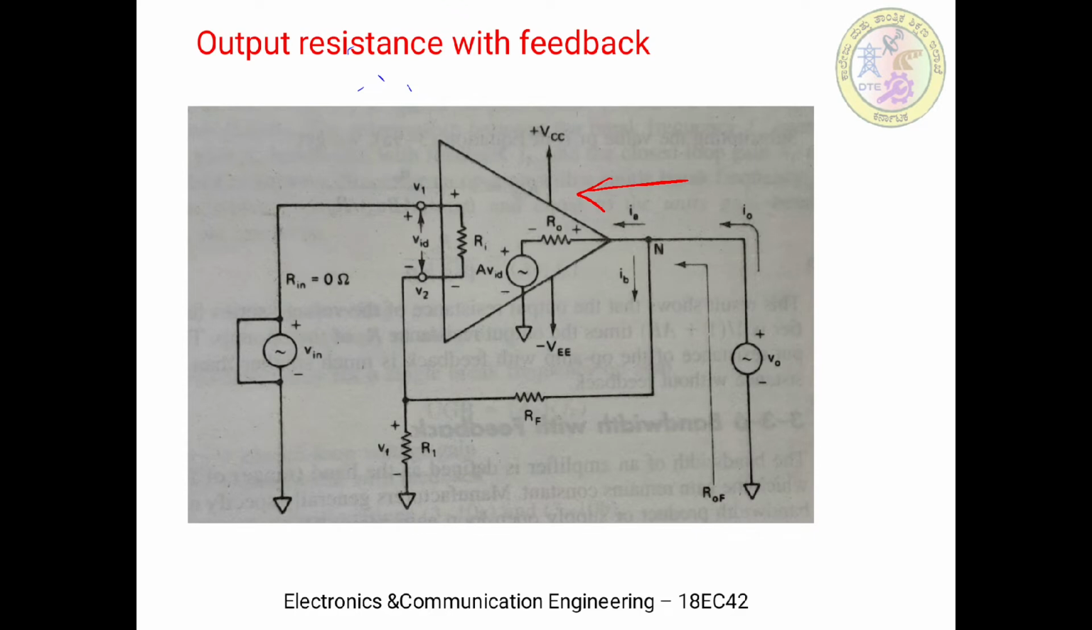Here output resistance is the resistance determined by looking back into the feedback amplifier from the output terminal. Output resistance with feedback is indicated by ROF. To find this ROF, V in will be set equal to 0, and an external voltage, or you can assume the test voltage, V naught is applied.